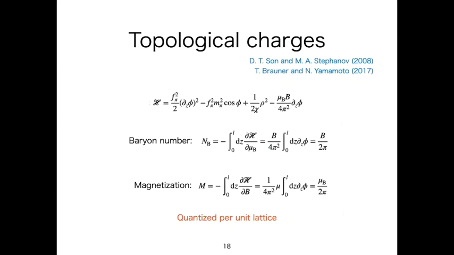Okay, then let's also discuss some topological charges. So this is the Hamiltonian that I explained before. Then one can calculate the baryon number as the derivative with respect to the baryon chemical potential, and one can calculate the baryon number for each unit, integrating from 0 to one period. If you calculate this derivative, you can find the integrand is proportional to the gradient of phi. So this is a total derivative, and this integral only determines the value of the pitch h. Then this gives a topological quantity per unit lattice. So the baryon number B over magnetic field over 2 pi is quantized per unit chiral soliton lattice.